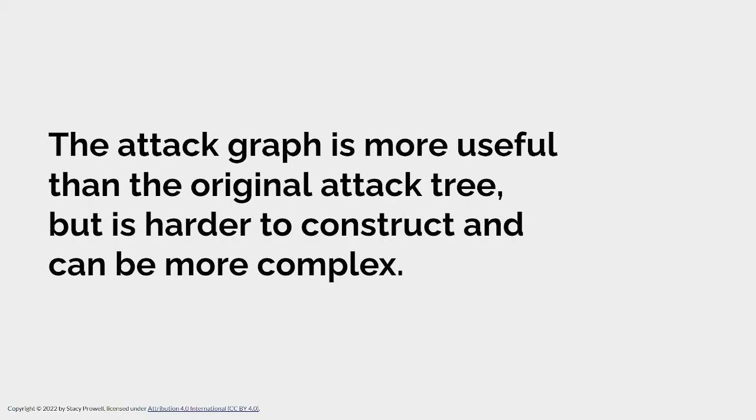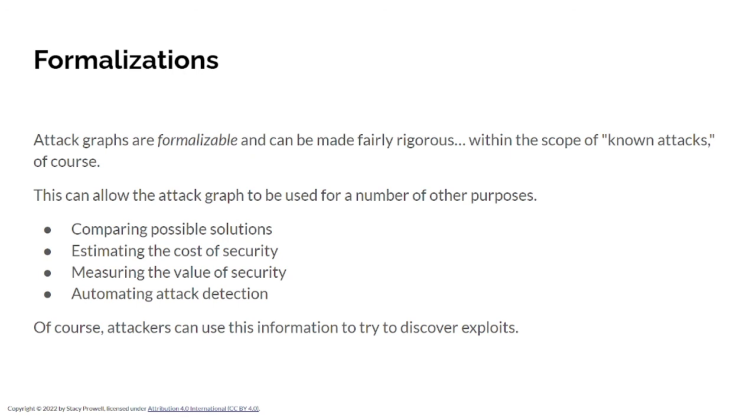The attack graph is often more useful than the original attack tree. It's harder to construct and can be more complex. Attack graphs can be formalized and made rigorous. That's, of course, within the scope of known attacks. It's harder to build an attack graph for an attack you don't know about. So if I'm not aware of Rowhammer, I don't know it exists, I'm not building it into my attack graph.